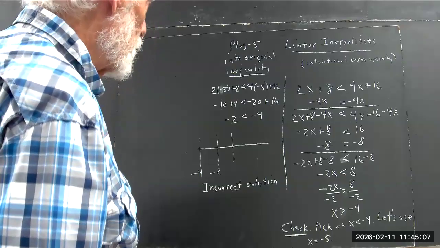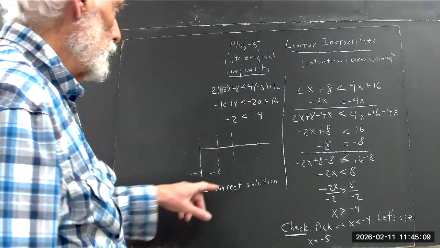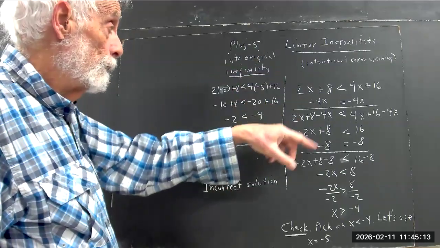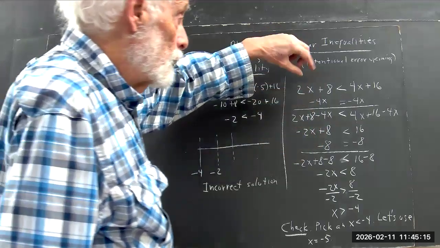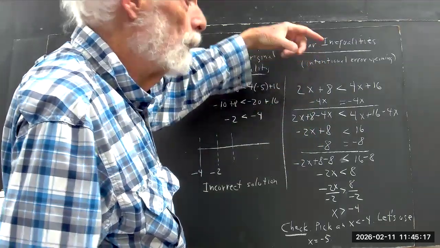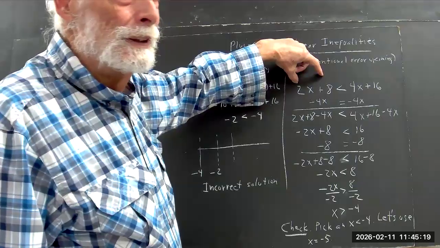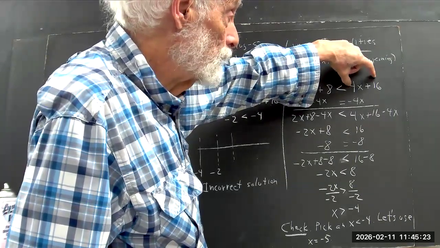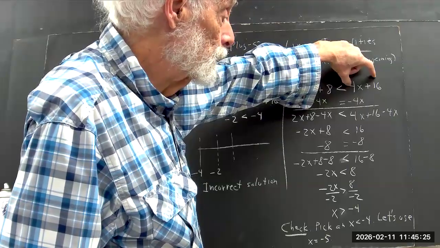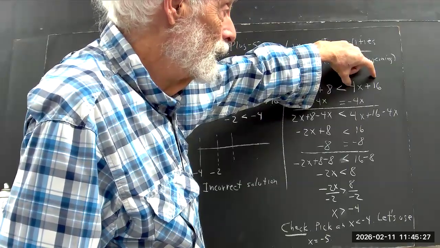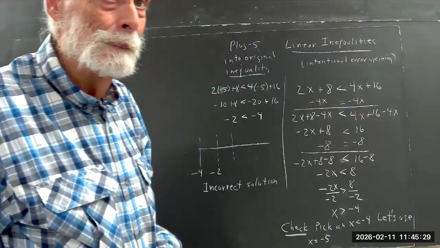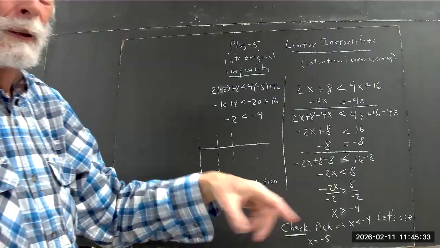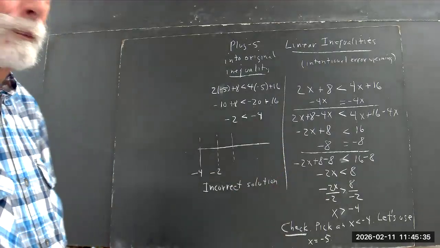So now if we let x equal -2 and plug in, 2x plus 8 will become 4. You can do that yourself. 2 times -2 plus 8 gives you 4. And 4 times -2 plus 16 equals 8. Okay? And 4 is less than 8. So the inequality is satisfied if x equals -2.